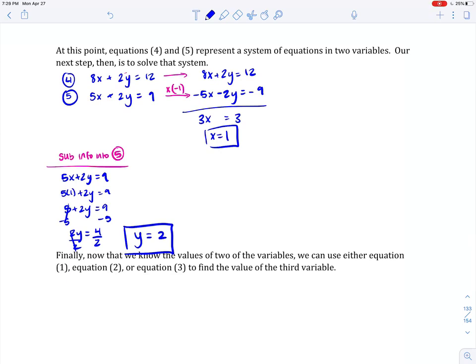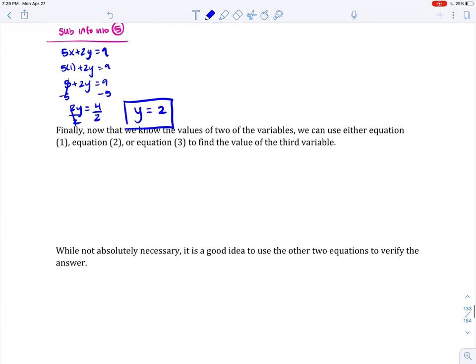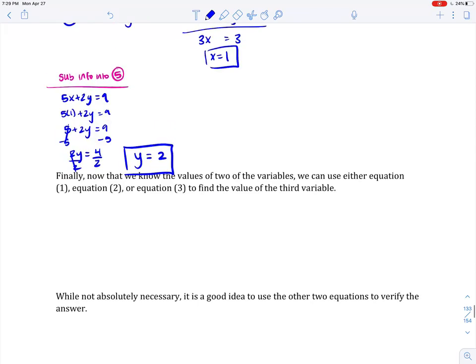Boom, bam. But I'm not done. I'm not going to be like, oh yeah, here's my coordinate solution point of x comma y, 1 comma 2. No! We're in a 3D system now. So what we've got to do at this point is pick one of our original equations, equation 1, 2, or 3, and plug in the value for x and the value for y that we found, and now solve for our final variable, which is z in this case.